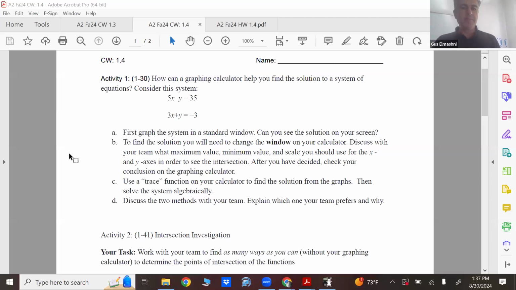Okay, cool. So how would I solve this algebraically? What could I do algebraically? Sam, go ahead. Elimination. Totally, 100%. I love that. Yeah, what if I just add these equations together?